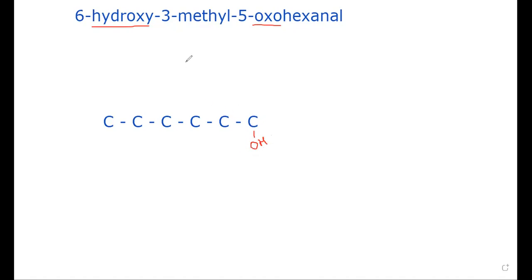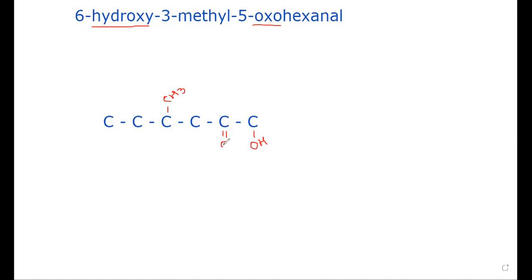Okay, in the 3rd carbon, I'm gonna have a methyl. So this is 6, 5, 4, 3, methyl. Everybody knows that methyl is CH3. And I'm doing this myself because after you'll have to do some like this. Then in the 5th carbon, you're gonna have an oxo. 3, 4, 5. The oxo comes here.